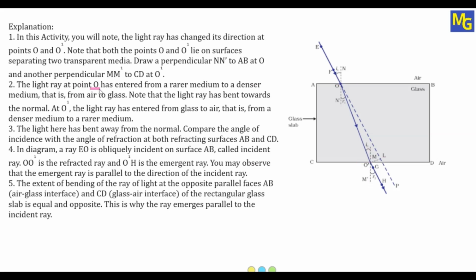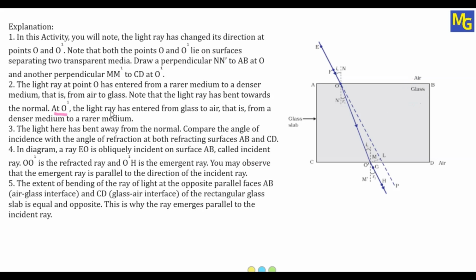The light ray at O has entered from a rarer medium to a denser medium. So if you focus at O, the light ray is coming from air and entering the glass. So this is the rarer medium and this is our denser medium. So the light ray is entering from rarer to denser medium, that is from air to glass. Note that the light ray has bent towards the normal. So if you see, this is our normal. The light ray, instead of going straight, is coming towards the normal. So it bends towards the normal when the light ray enters from air to glass. Now, we will see the next.